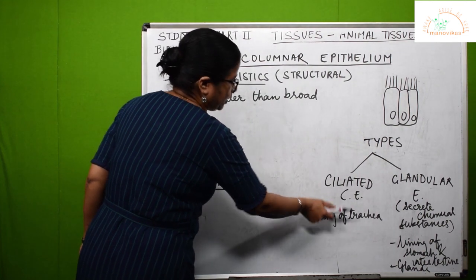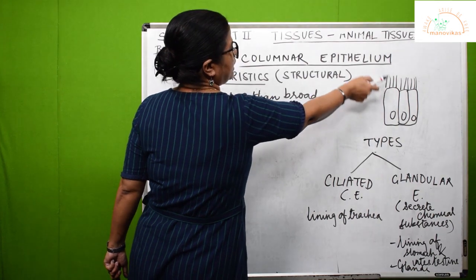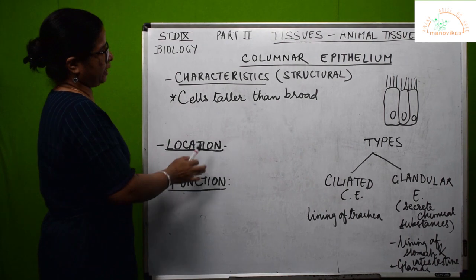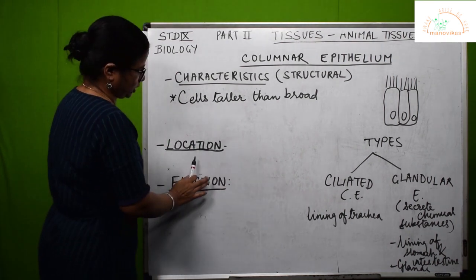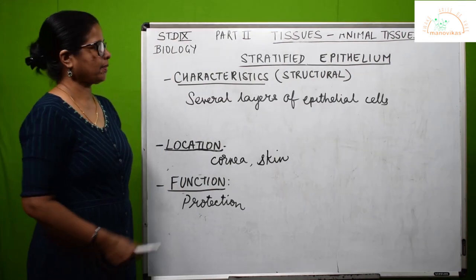Ciliated epithelium in the lining of the trachea. Ciliated columnar epithelium itself says that it has these cytoplasmic projections. So when you are studying the characteristics, this location is mentioned here. You can see because it's of two types, it's been described there.